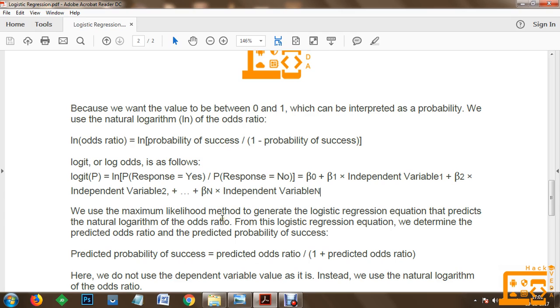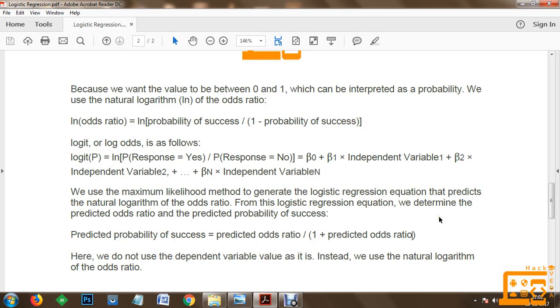We use the maximum likelihood method to generate the logistic regression equation that predicts the natural logarithm of the odds ratio. From this logistic regression equation, we determine the predicted odds ratio and the predicted probability of success. So the predicted probability of success is equal to the predicted odds ratio divided by 1 plus the predicted odds ratio. Here we do not use the dependent variable value as it is. Instead, we use the natural logarithm of the odds ratio.